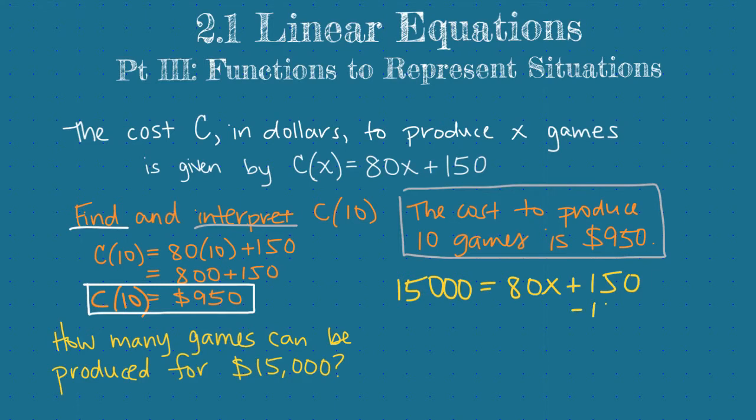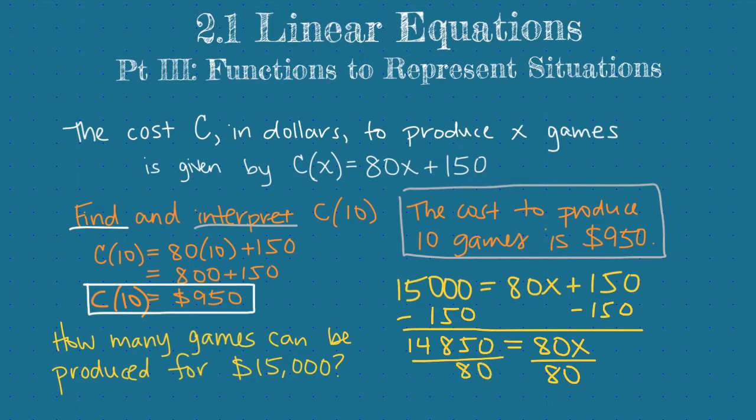We'll solve this just like a regular algebraic problem. We'll subtract 150 from both sides, and that will give us 14,850, and that equals 80x. Then we want to divide by 80. I'm going to use the calculator for this. And we get 185.625. Now, since we cannot make 0.625 of a game, that doesn't make sense in the real world. You can have only a positive integer amount of games, or 0 games. And so we can't round up because this is not enough money to make 186 games. So to answer our question, we would just say we can make 185 games and that's it.